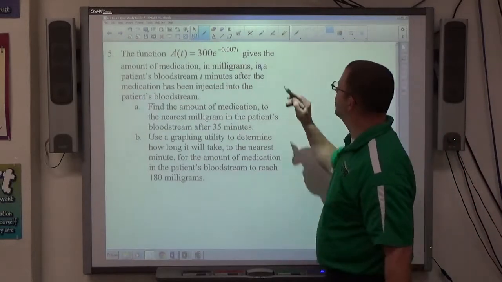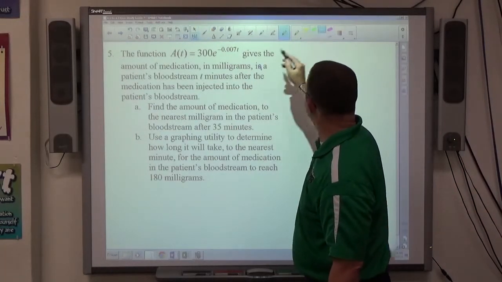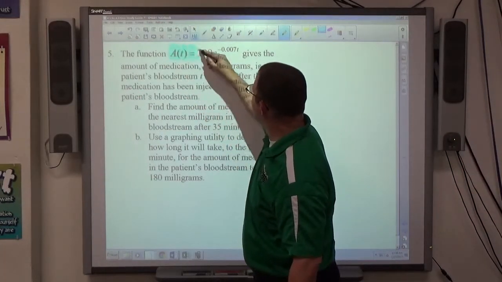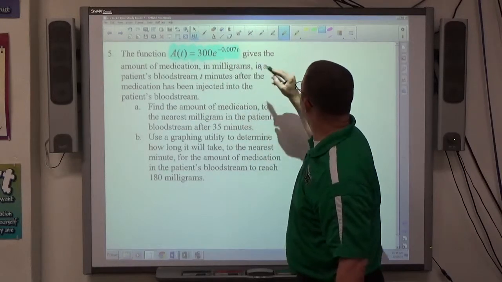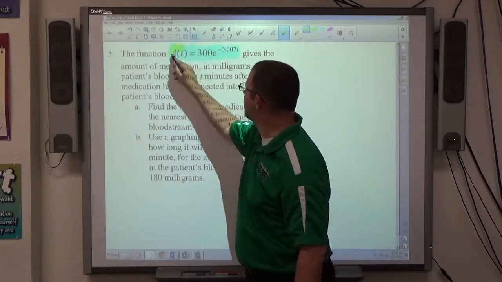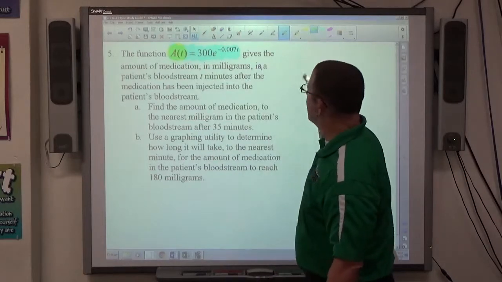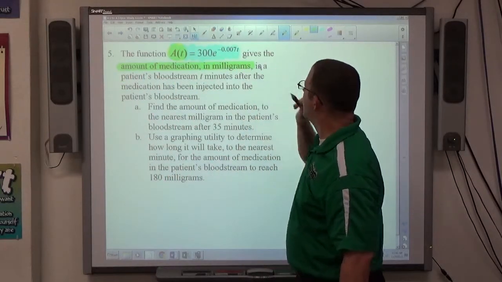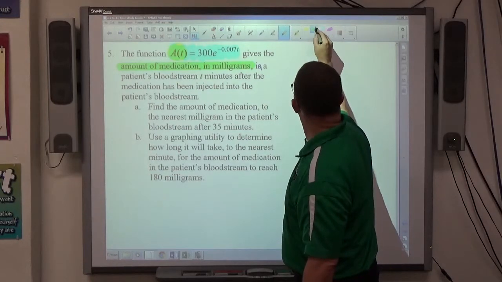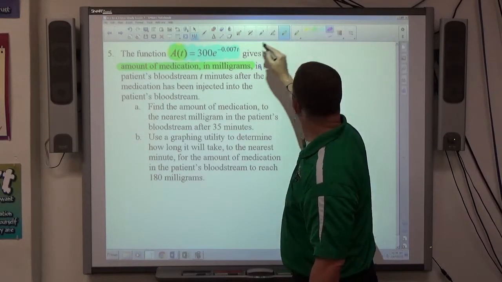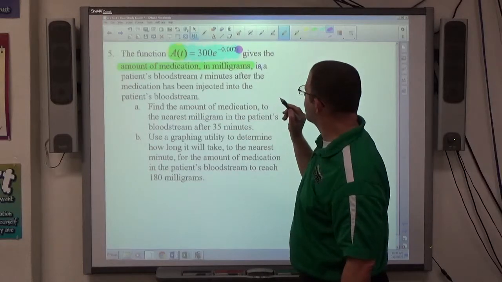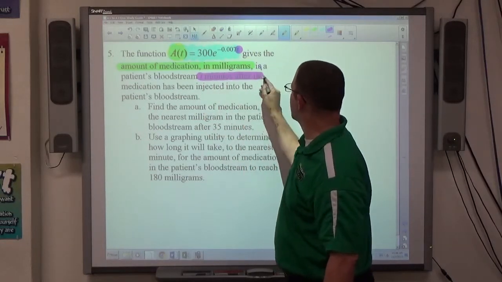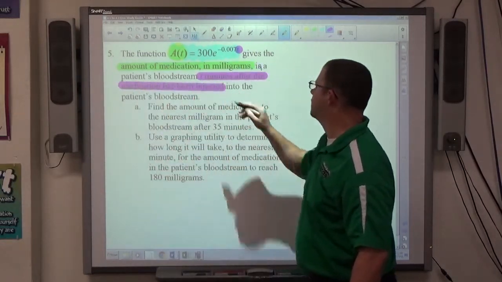So this is right in this 4.2 section we were dealing with. We have a function, and they tell us specifically what things in the function represent. So A of t is the amount of medication in milligrams, and t is the number of minutes after the medication has been injected.